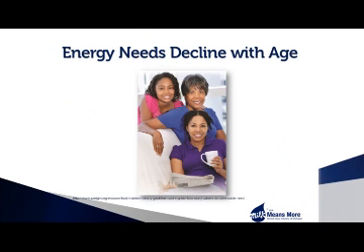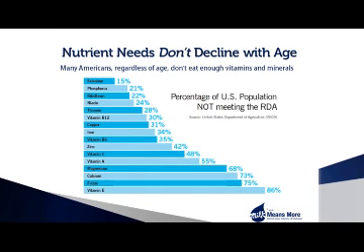Older adults need less energy than younger adults due to decreased metabolic rate, loss of muscle mass, and lack of activity. However, other nutrient needs remain the same. Given that most Americans do not consume the recommended amounts of necessary nutrients, it's safe to assume that older Americans don't either. Evidence shows that diets of good quality correlate with optimal health and reduced chronic disease risk.